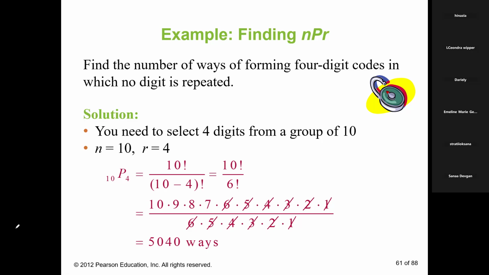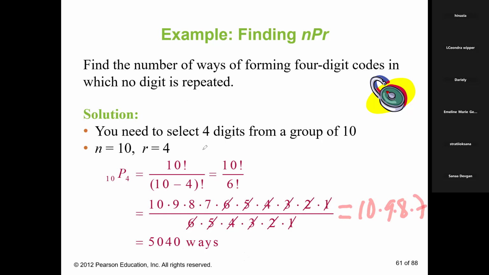So here, this will give you 10 times 9 times 8 times 7. Okay? And then you multiply. 10 times 9 is 90. 90 times 56 is 5,040 ways. So there are 5,040 ways you can form a 4-digit code, okay, with no digit repeated.